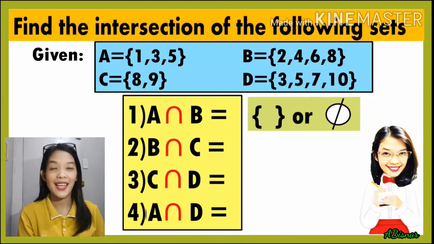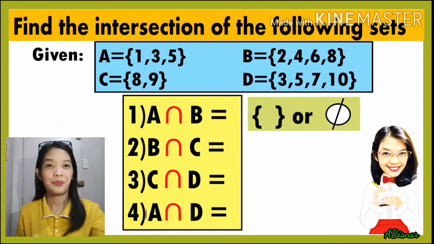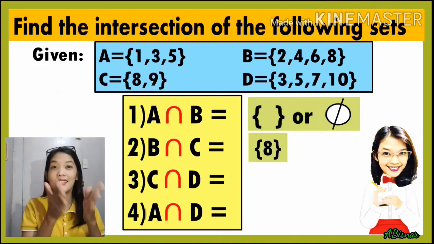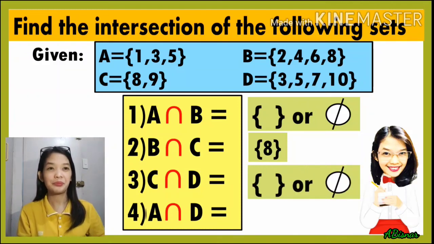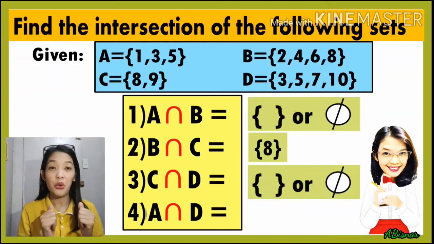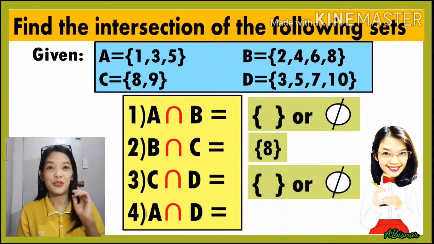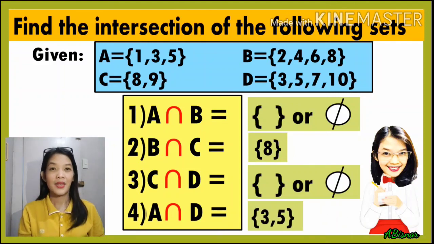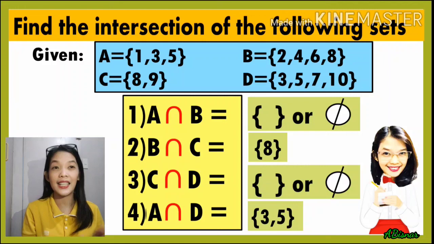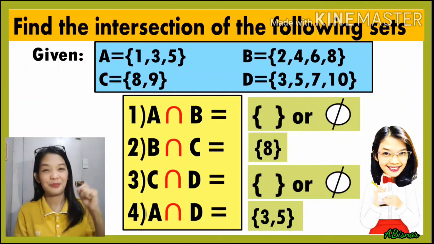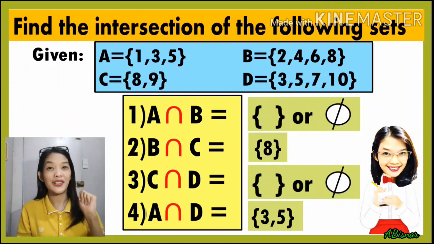Number 1, empty set or null set. Why? Because there are no common elements between A and B. For number 2, the answer is 8 because 8 is present in B and in C. For number 3, the answer is empty set or null set because there are no common elements between C and D. And for the last one, we have 3 and 5 because 3 and 5 can be found in A and in D and therefore they are common to both sets. So check your work. Well, if you got 4 out of 4, then very good.